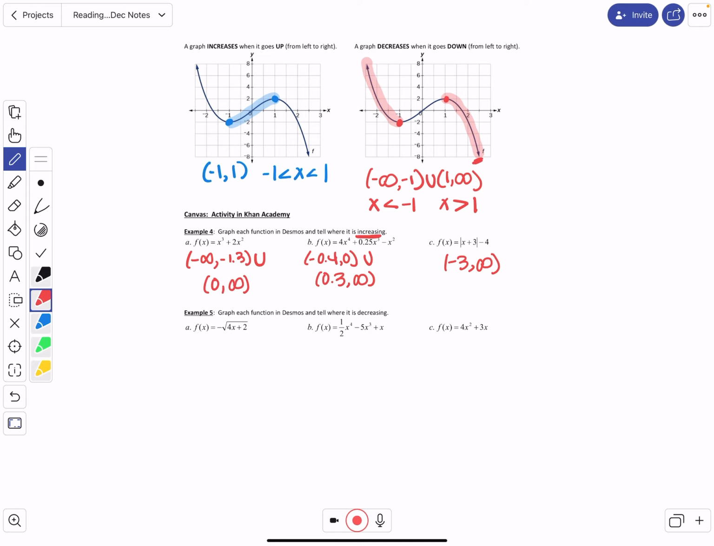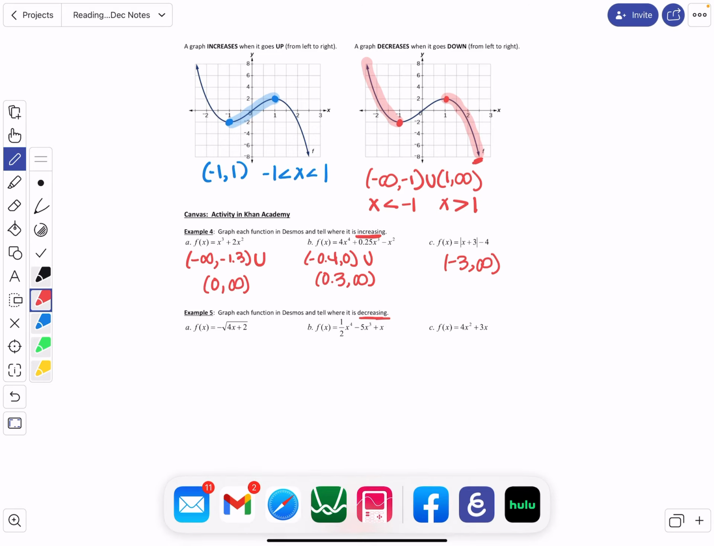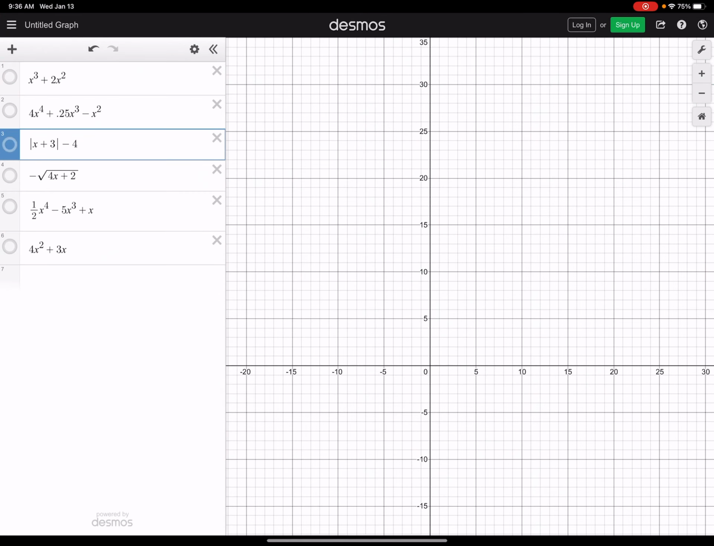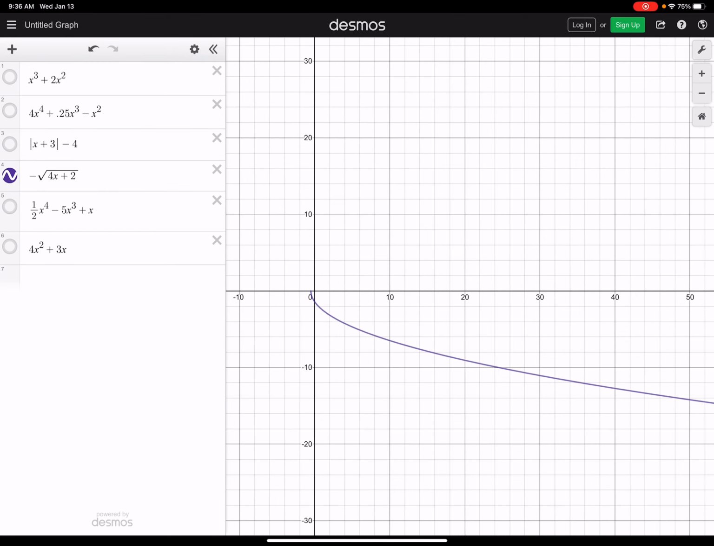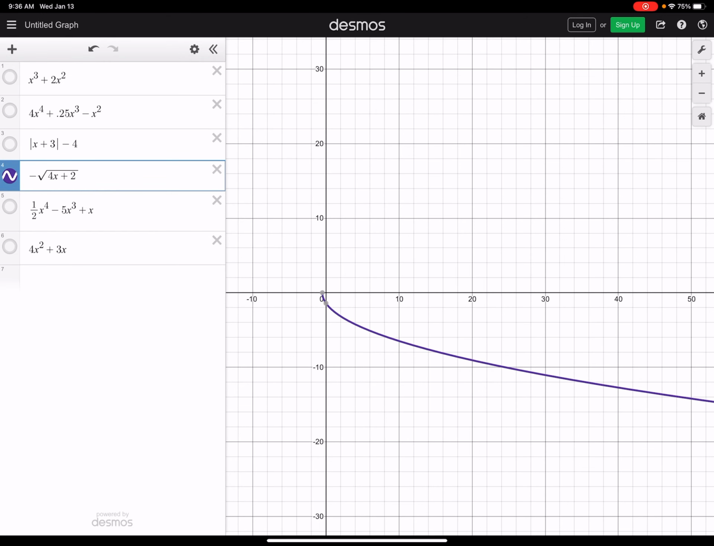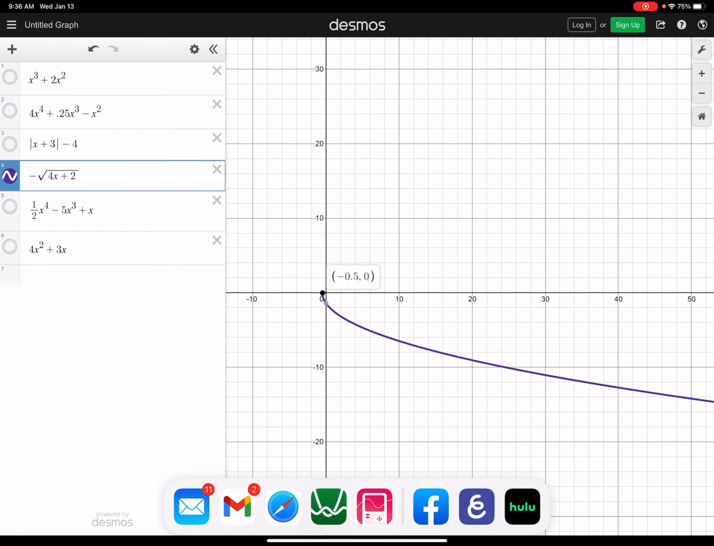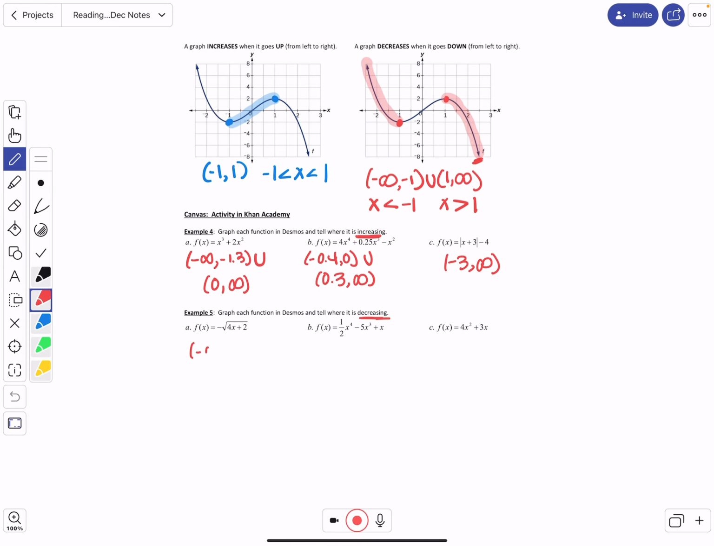Okay, so on example 5, we're looking at where it's decreasing. So where is it going down? Okay. All right. So if we look at this one, okay, so this one is continuously decreasing. This one's always going down. Still using our x value, so it starts at -0.5. And it's going down forever.